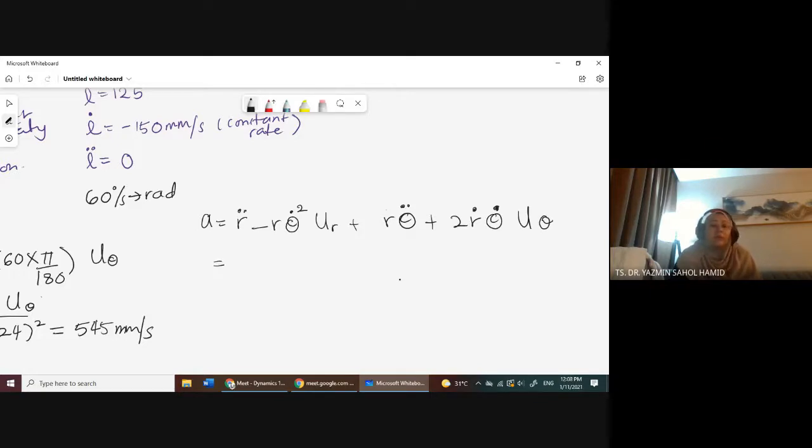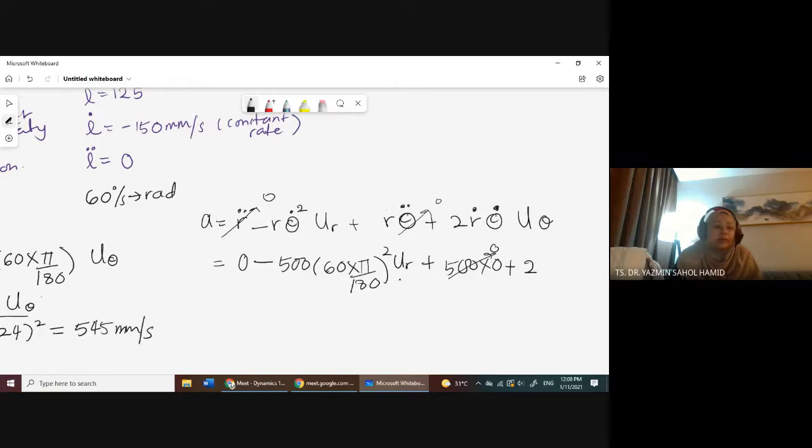So what is R double dot? This is 0, right? Okay, that one is 0. Okay, and this one is also 0. So this one is 0 minus R, which is 500. Theta dot needs to change to what unit? Radian. And then R 500 times 0. So this one is actually already zero. Plus 2.